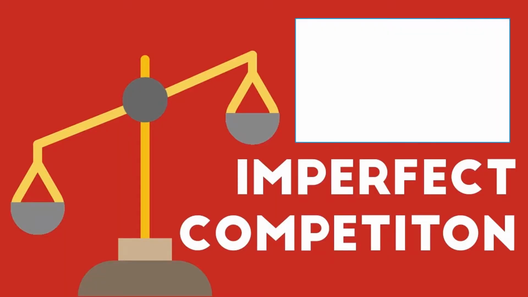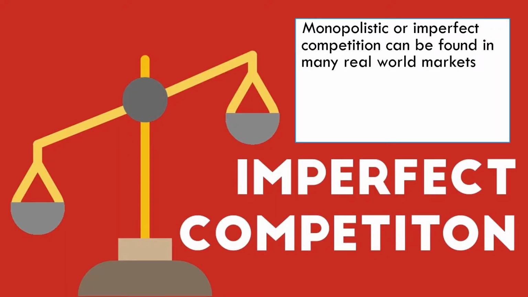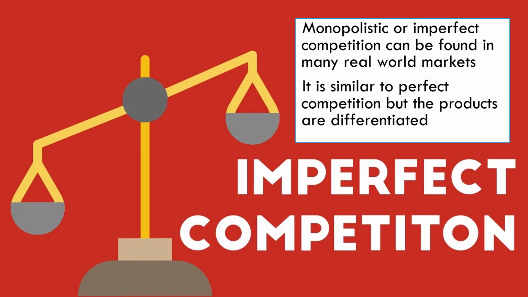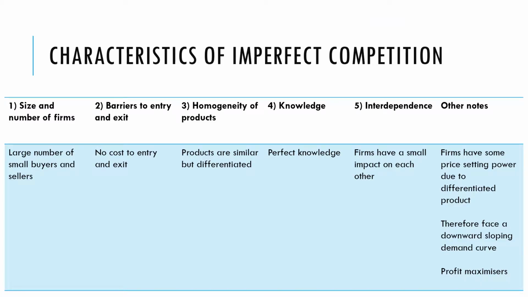A little bit of background on imperfect competition or monopolistic competition, those two words are sometimes interchangeable. This is quite a good example for describing many real-world markets. It's similar to perfect competition, with the main difference being that products here are slightly differentiated. So here are the characteristics of a monopolistically competitive market.